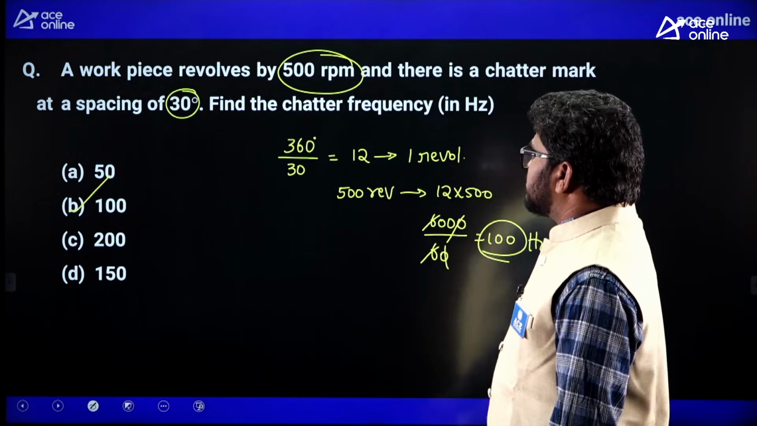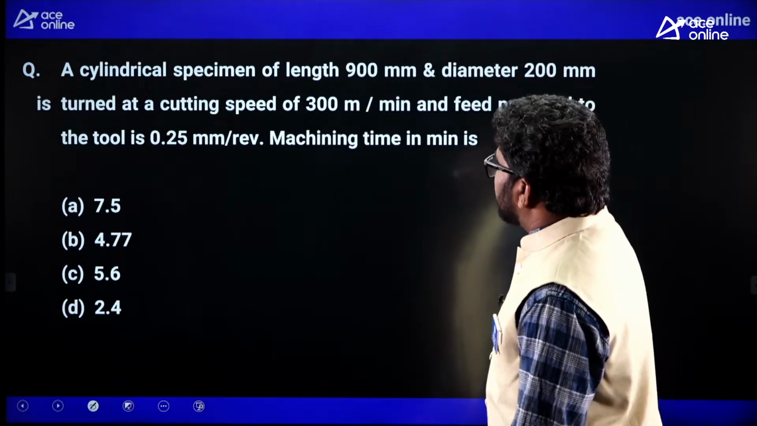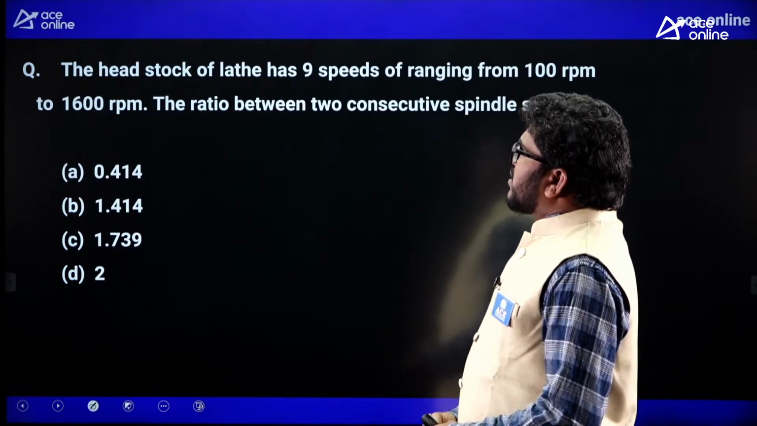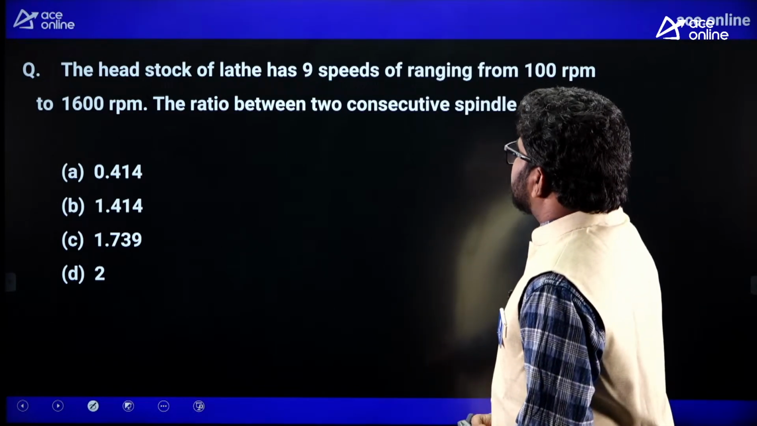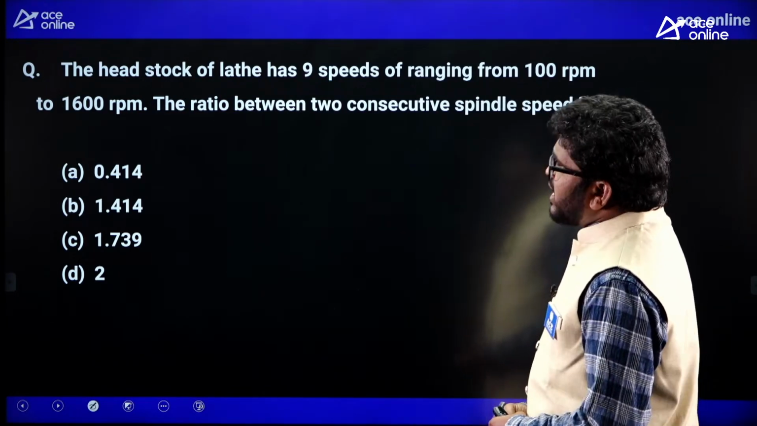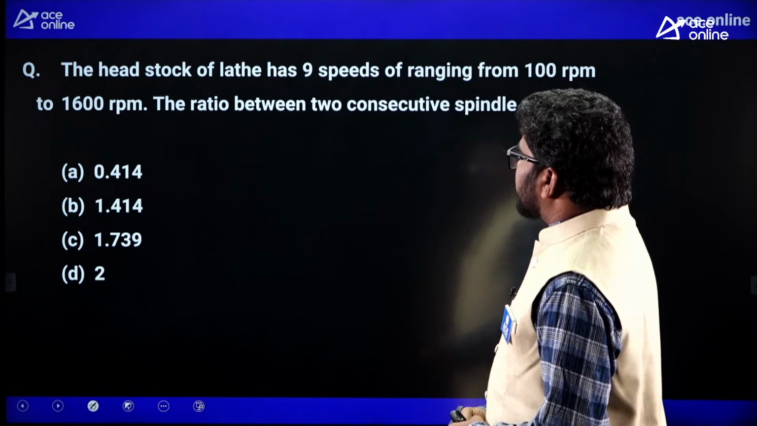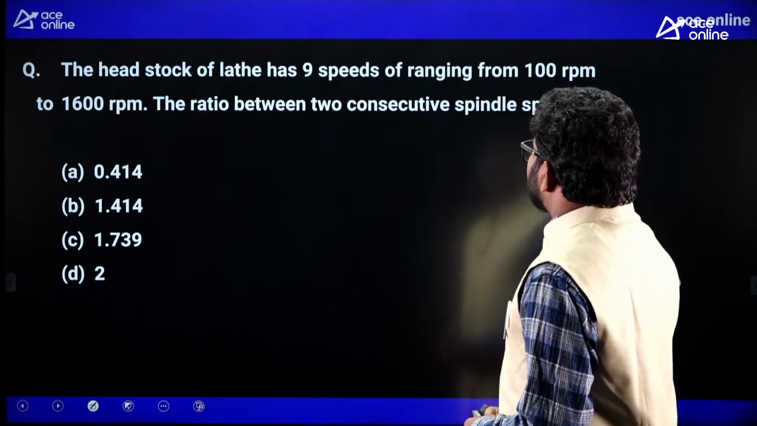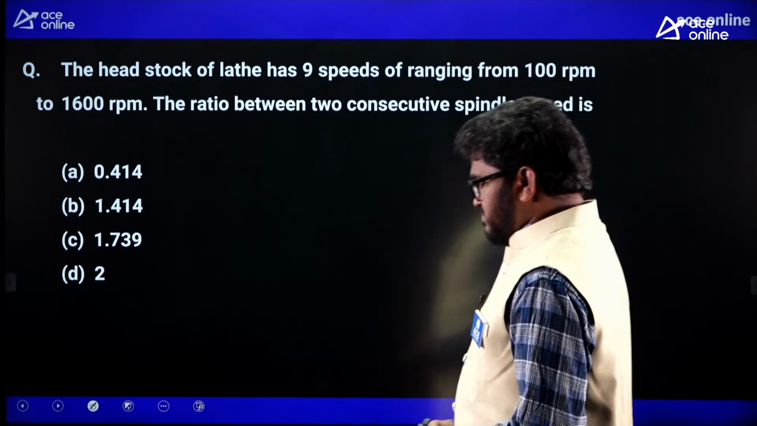The correct answer for this question is B. Next, the headstock of a lathe has 9 speeds ranging from 100 to 1600 rpm. What is the ratio between two consecutive spindle speeds?